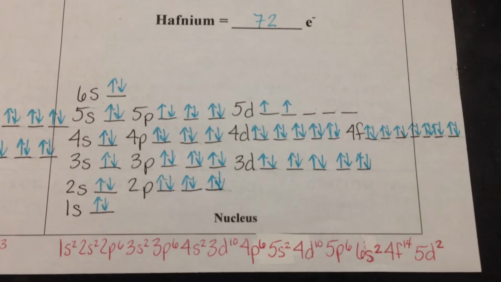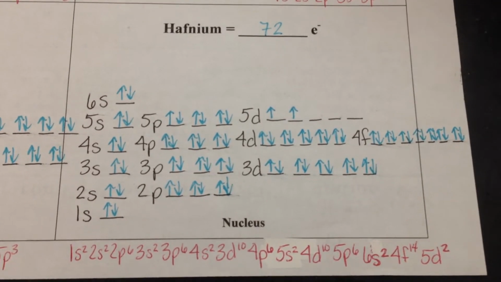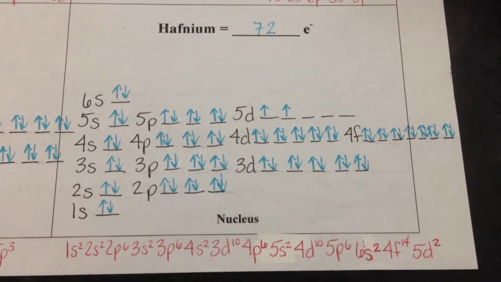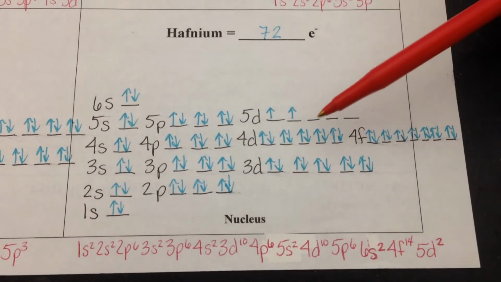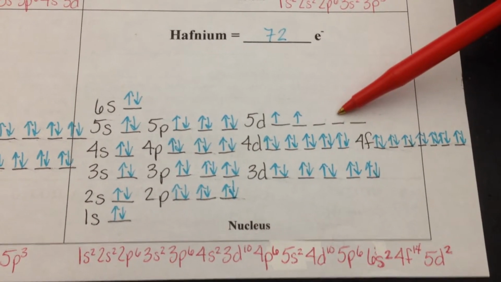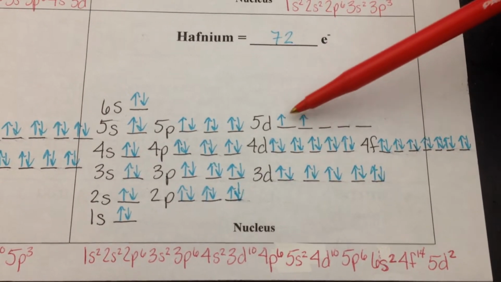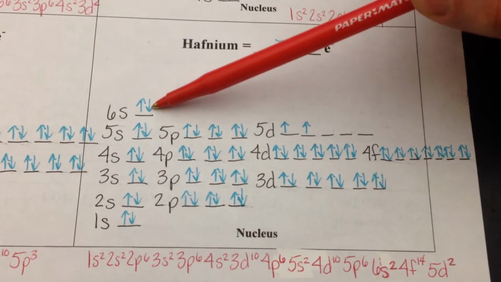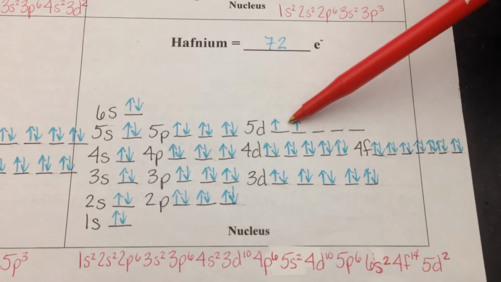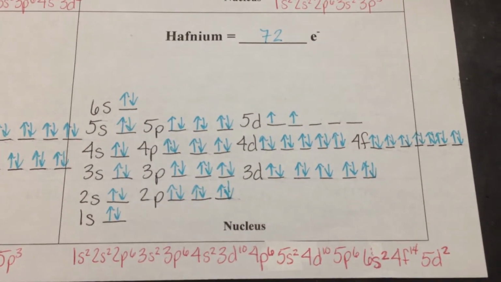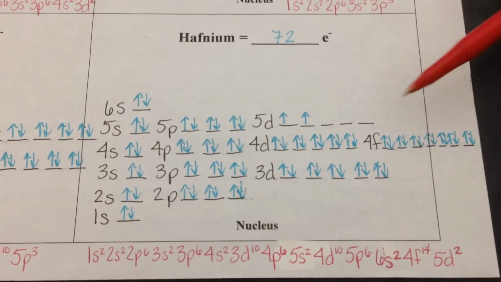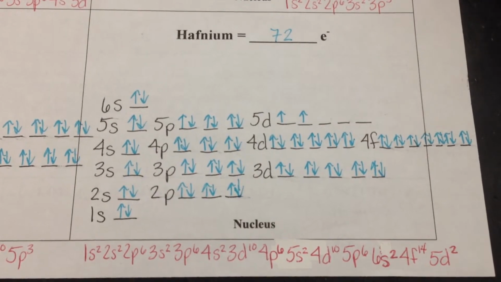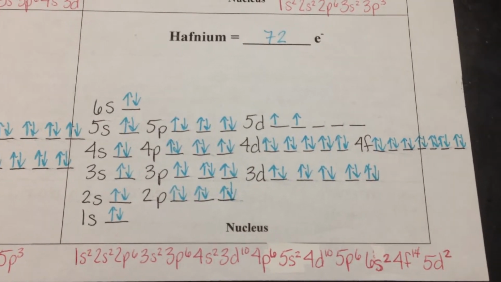On to hafnium, I believe it's pronounced. Not really sure about that, but we have 72 electrons here. Looking at this 5d orbital, noticing that there are 2 up arrows, that I filled the 5s orbital before placing my final 2 electrons in the 5d. Again, I've done this by following that Aufbau diagram and looking at which orbital is first, then second, third, fourth, and so on.